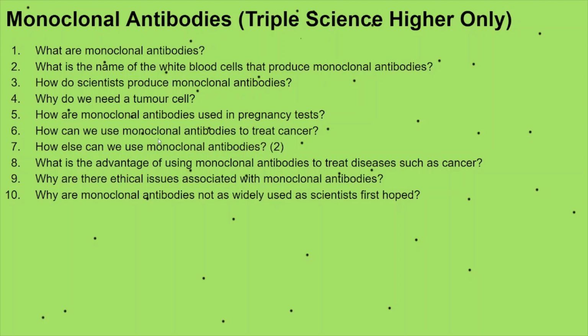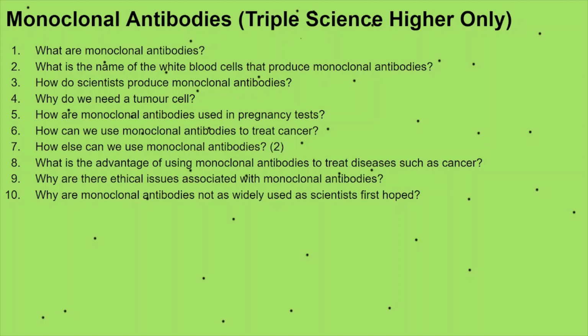Monoclonal antibodies can also be used to treat cancer, so they're actually very important and used quite a lot. Again, we can make monoclonal antibodies that attach to the antigens on the surface of the tumour cells, the cancer cells, and they are different from the antigens of normal cells. They're called tumour markers, the antigens on the surface of tumour cells.